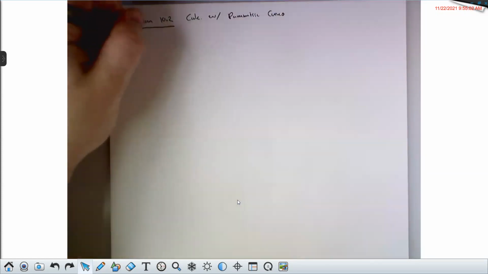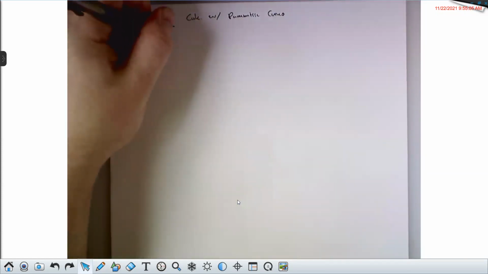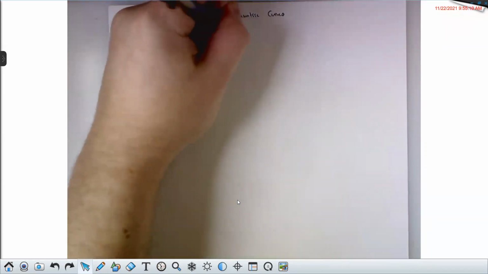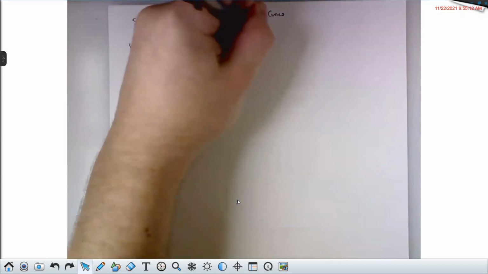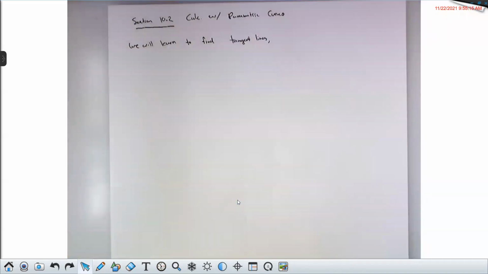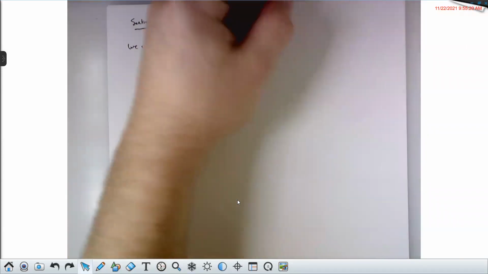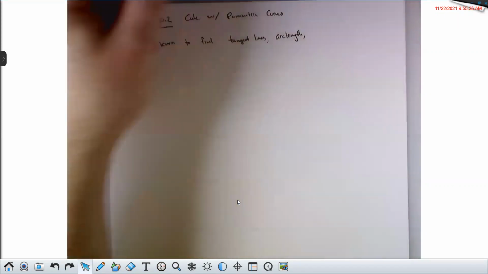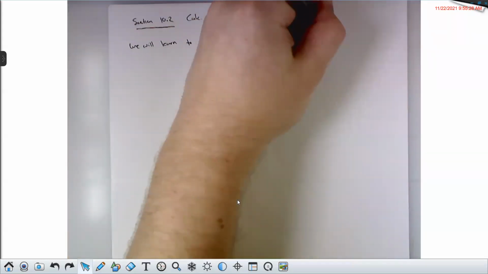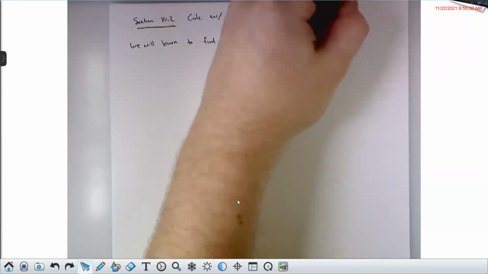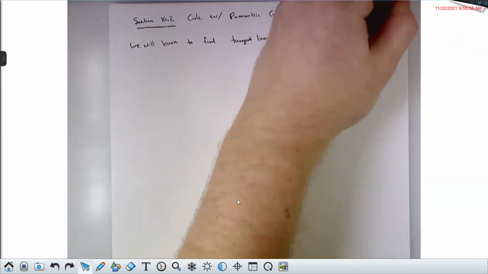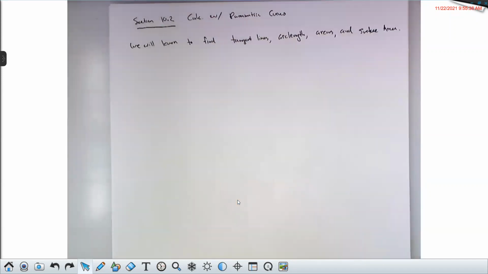We will learn to find tangents, tangent lines, and all the stuff associated with that, right? Mins, maxes, etc. Arc length. I guess there's four things: arc length, areas, and surface area with parametric curves.